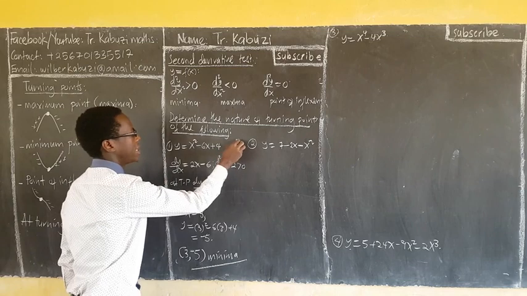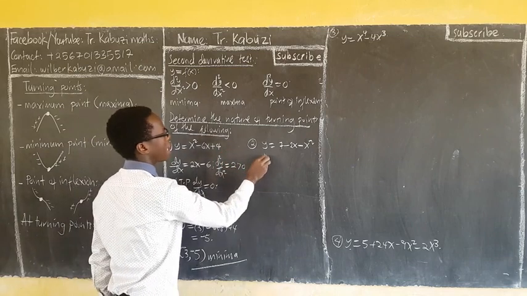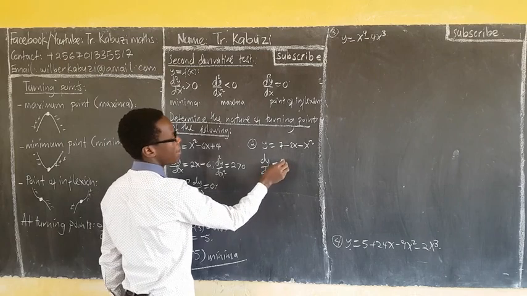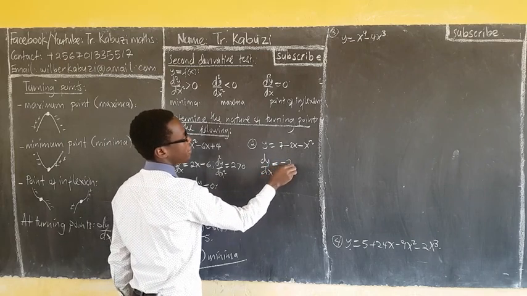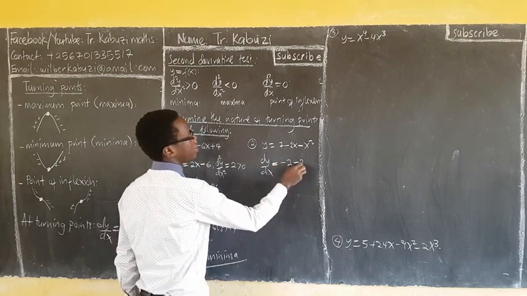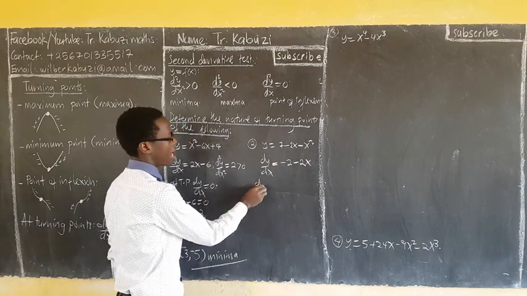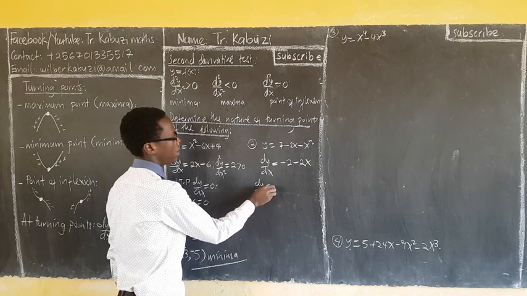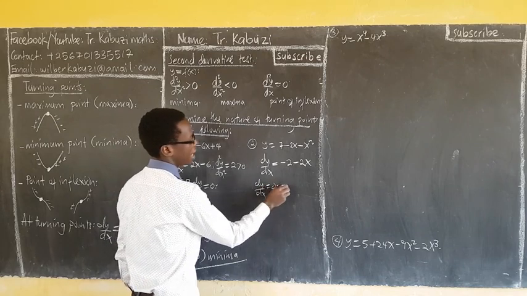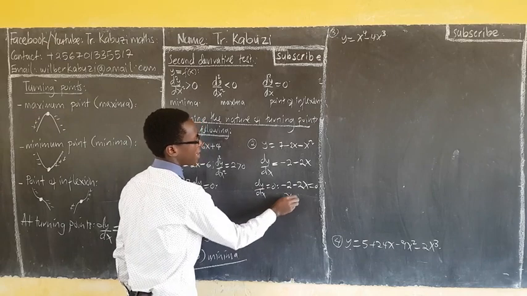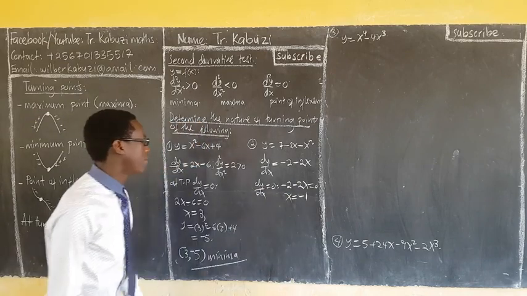When I come to this one, I get my dy/dx, which will be negative 2 minus 2x if you differentiate that. But we know that at the turning point, dy/dx is 0. So equating this to 0, I have negative 2 minus 2x equal to 0. From there, my x will be negative 1.